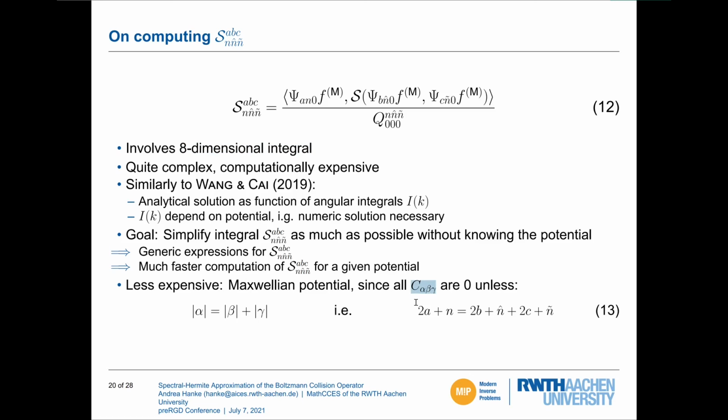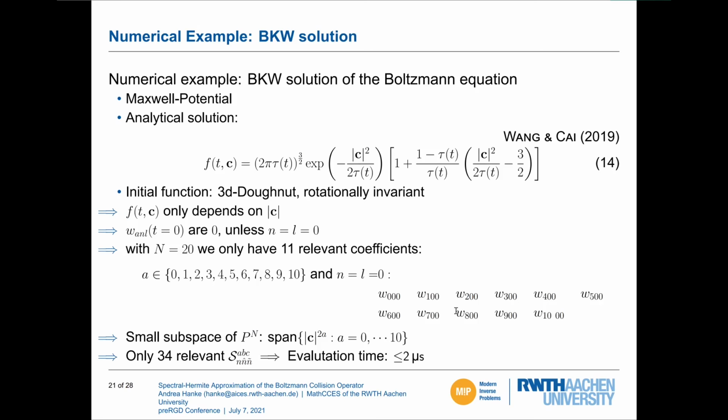potential, since the overall collision tensor coefficients are 0, unless a relation between the output and the input indices holds. This is true for Wang and Chai, and this is also true for me. So we could use this Maxwell potential and apply it to the numerical example from the beginning to calculate our solution. Wang and Chai also did this, so this is a very nice test case to compare our results.